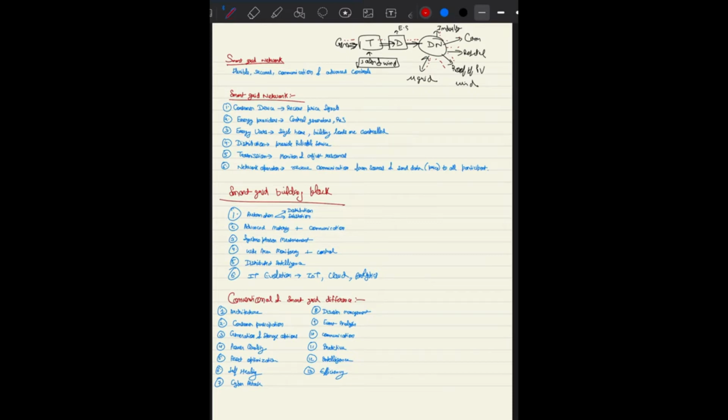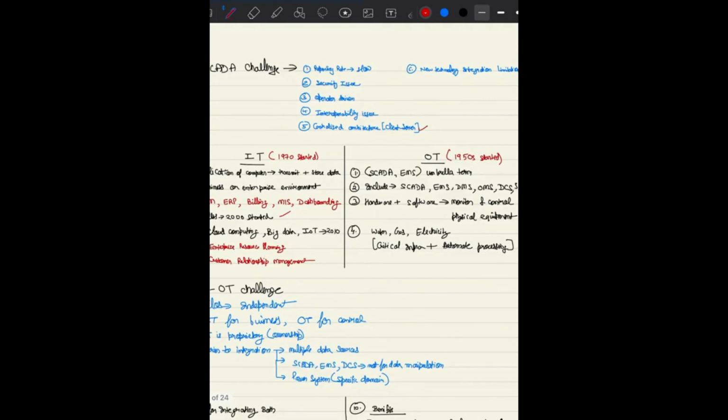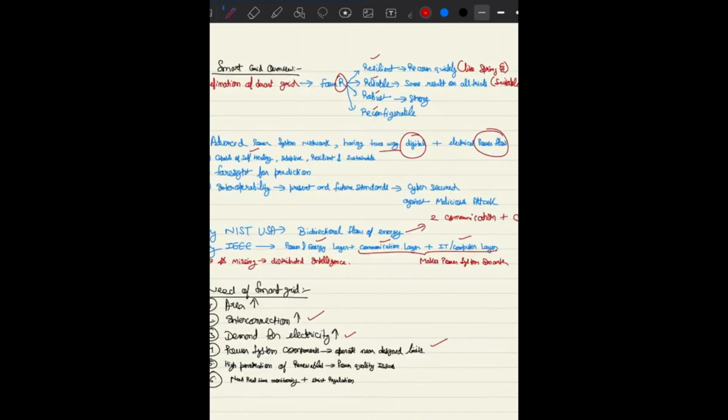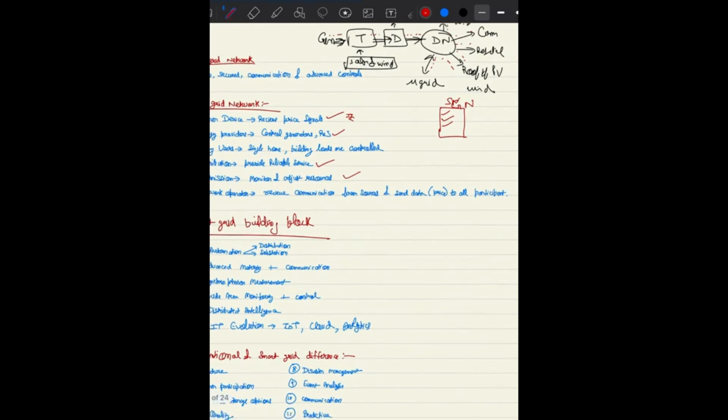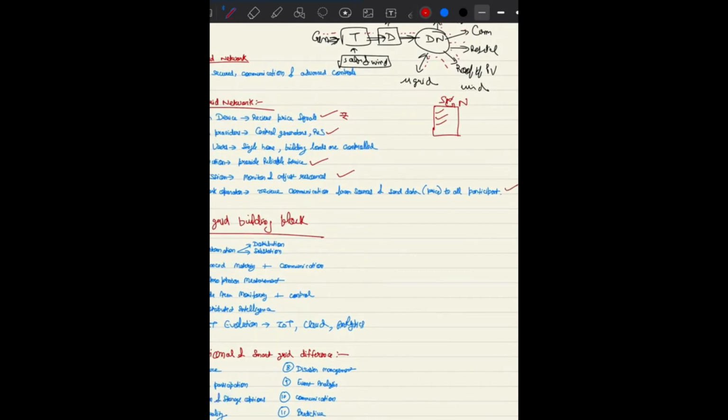Next thing was the smart grid network. When we talk about some network, like this is our building, it will comprise different types of customers, different types of loads, different types of equipment and so on. So if I talk about the smart grid network, it will comprise customer devices that receive the price signal, energy providers like central generators and renewable energy systems, energy users, single home building loads that are controlled, a distribution system, which provides reliable service, a transmission part to monitor and adjust the resources, and network operators who receive communication from the sensors and send data and prices to all the participants.